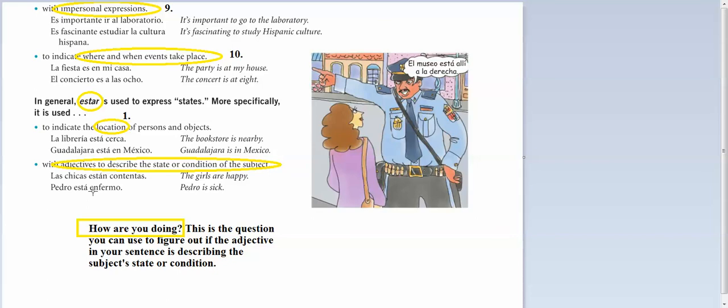So for example, how are you doing? I'm happy, it can answer that, so therefore it's a state that somebody's in. How are you doing? I'm sick, it can answer that, so therefore it's a state that somebody's in.